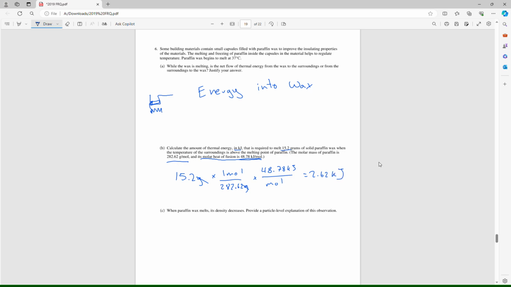Sweet! All right, when paraffin wax melts, its density decreases. So we can imagine a solid like this that is now becoming a liquid, and you can see the particles separate, right? If this was a beaker, they fill the shape of the beaker, they fill the bottom of the container, so the density decreases as they spread apart.